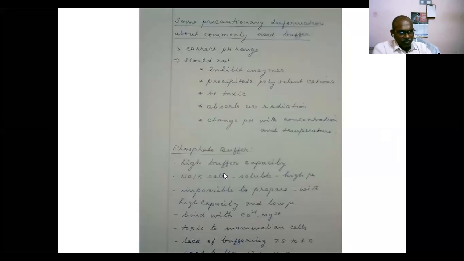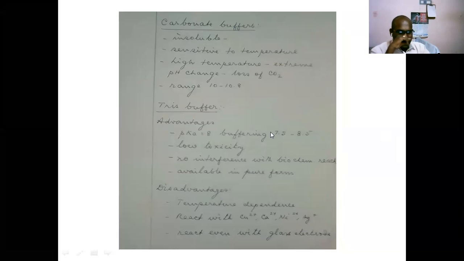So phosphate buffer. So these are all the things to be taken in your mind before going for a buffer for biological studies. Now look here. Next buffer is a carbonate buffer. Most of the carbonates of metal ions are insoluble, and also they are very much sensitive to temperature.